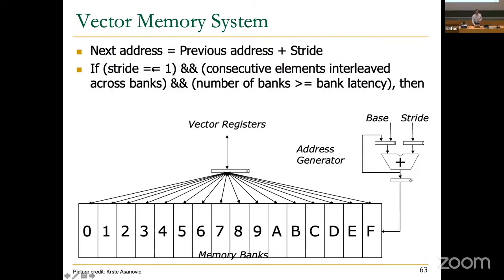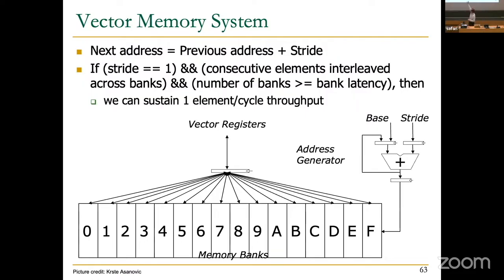If your stride is 1, and consecutive elements are allocated to different banks, in other words, in memory terminology, consecutive elements are interleaved across the banks, and the number of banks is greater than or equal to the bank latency, then you can sustain one element per cycle throughput. If any of these is not true, this equation gets broken and you cannot sustain that throughput.